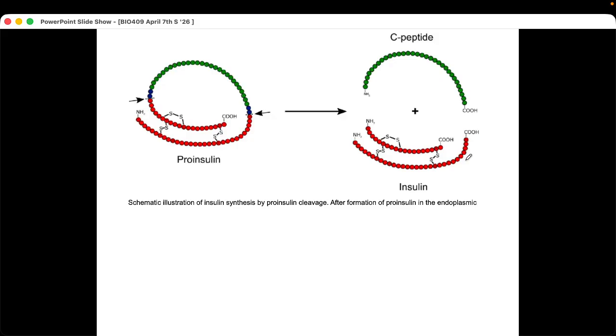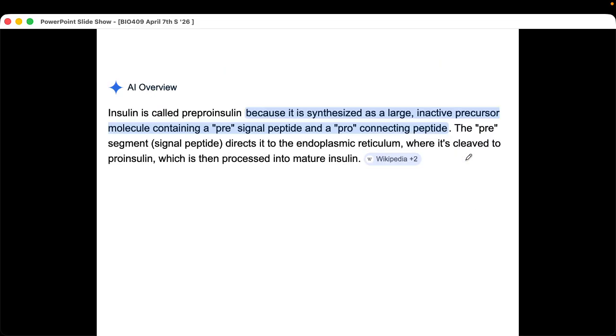It's got to get cut by some different proteases because this is what the mature insulin molecule looks like when it's floating around in our blood. Okay? And that's just always the case. And so that's got to happen in the cells in the pancreas. And where in the cells? Well, in this case, it says that the pre-segment, signal peptide, directs the endoplasmic reticulum, where it's cleaved to proinsulin, which is then processed to mature insulin. And so that happens in the lumen of the rough ER.